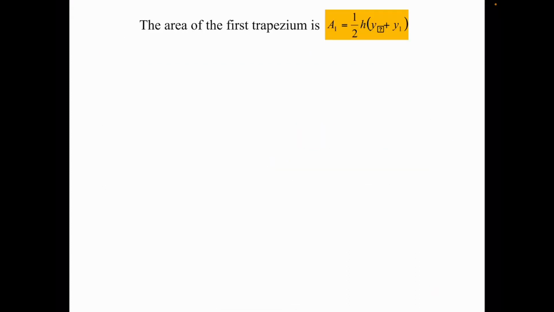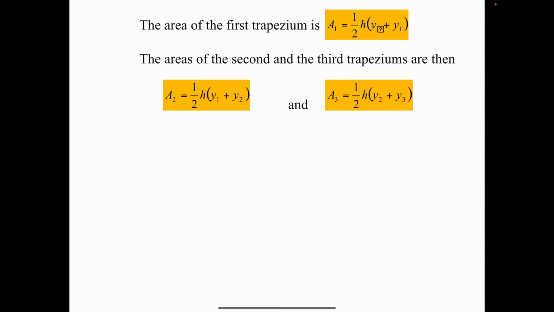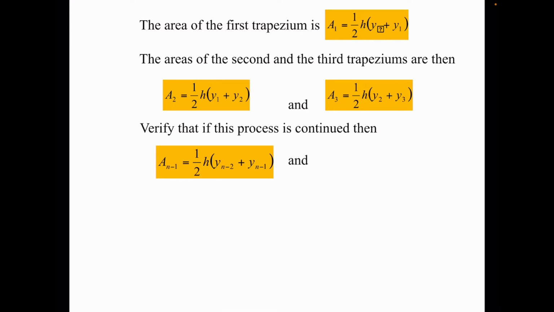So the area of the first trapezium is A1 equals 1 over 2 h multiplied by y0 plus y1. The areas of the second and the third trapeziums are then area 2 equals 1 over 2 h of y1 plus y2, and third area equals 1 over 2 h multiplied by y2 plus y3, and so on and so forth. So verify that if this process is continued, then area n minus 1 equals 1 over 2 h multiplied by y n minus 2 plus y n minus 1, and area n equals 1 over 2 h multiplied by y n minus 1 plus y n.